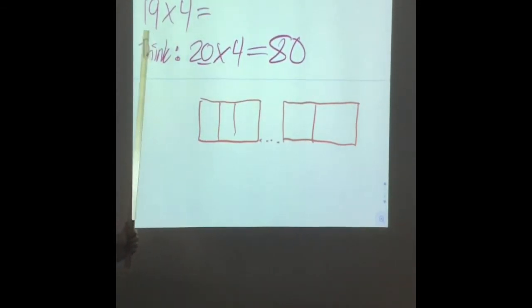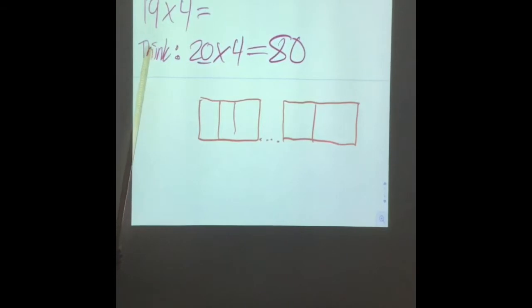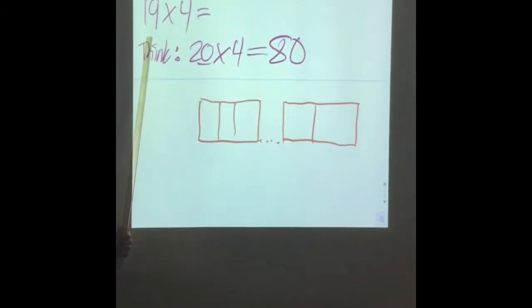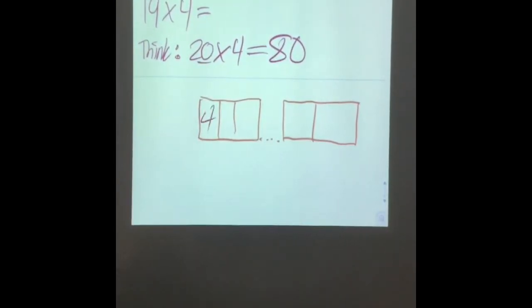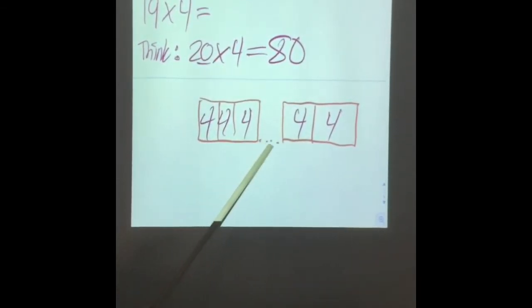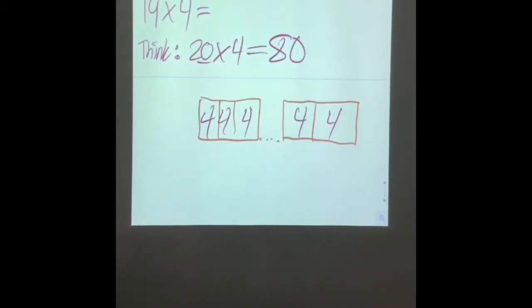19 copies of 4. Or if you'd rather think about it as 19 boxes with 4 in it. Okay, we can do that. But Mr. McGuire, why do you have them cut up like this with the dots in the middle? This is telling me I don't have all of my boxes. I'm not going to show all my boxes because it takes too long to draw them all out.